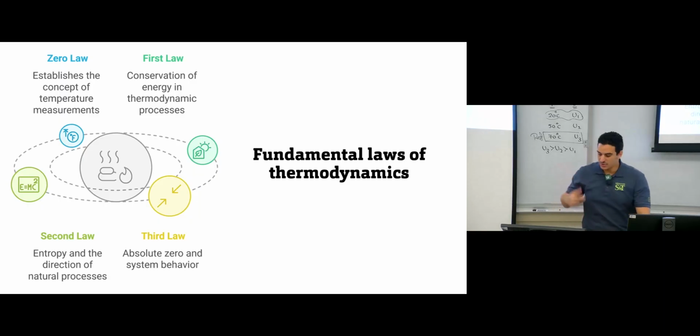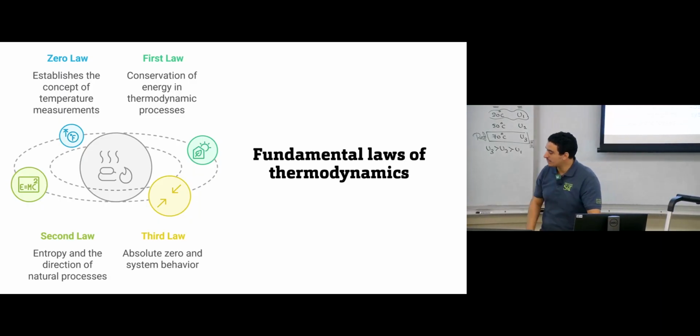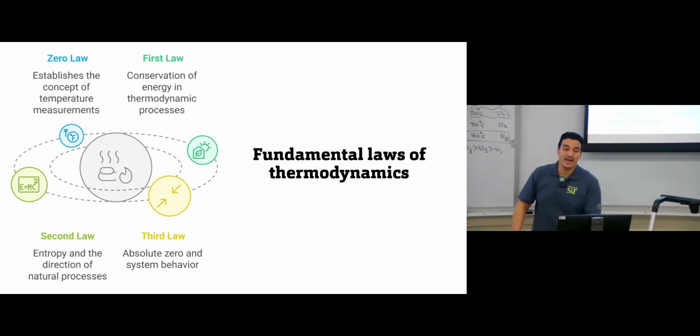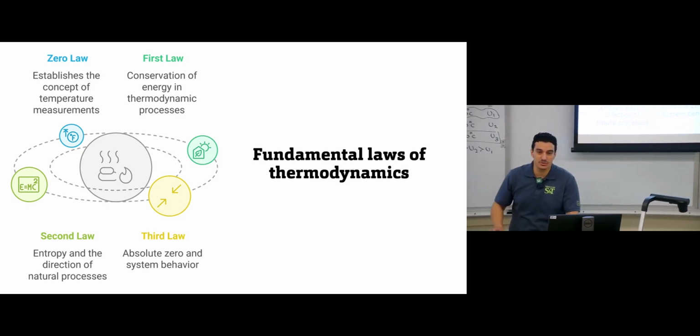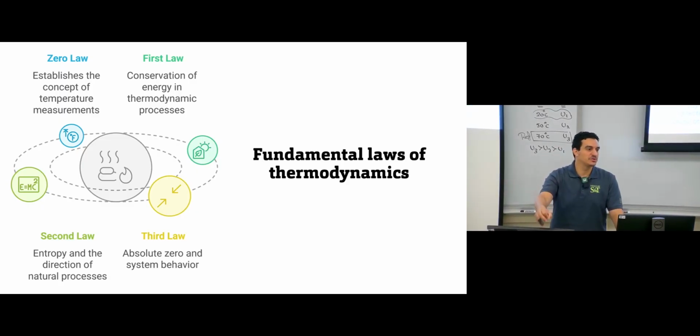Okay, so we will discuss it in upcoming chapters. The last one is the absolute zero, and how the system will behave at absolute zero. Absolute zero, which is 0 Kelvin, which is negative 273 degrees Celsius. So this law is focusing on this one: how the system will behave at this absolute zero.